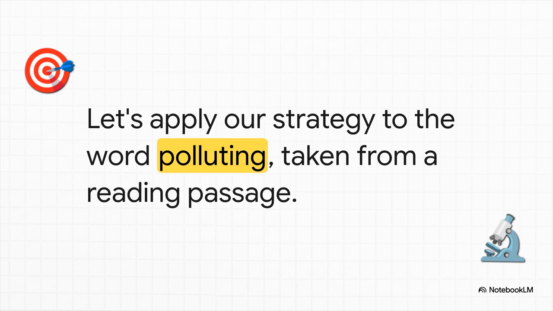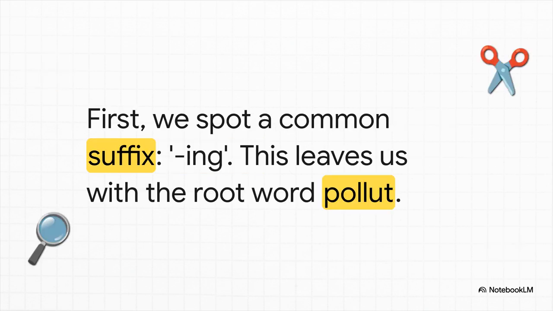Now, for this to work, let's just pretend we have never ever seen this word before, and we're going to apply our strategy. Okay, step 2, look for chunks. And right away, that ing at the end should just jump out at you. It's a super common suffix. So let's just pull that off and set it aside for a second. Now we're left with a much more manageable root word, pollute.